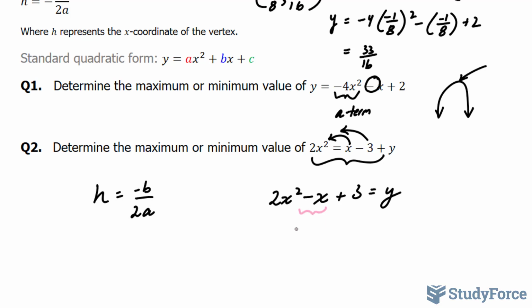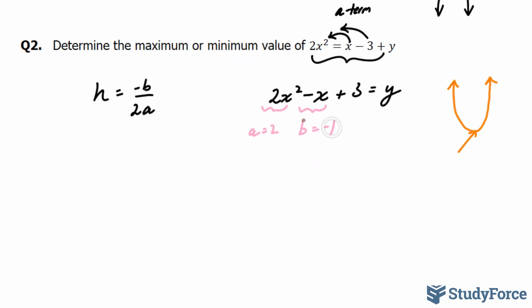This right here is our b term, and therefore b is equal to negative 1. This right here is our a term, and therefore a is equal to 2. Furthermore, keep in mind that your a term is positive. That means you will have a parabola that is opening up, and so you'll have a minimum vertex. We will apply this negative 1 into the formula. Negative bracket negative 1 over 2 times 2, and that gives us a quarter. That represents the x-coordinate of the vertex.